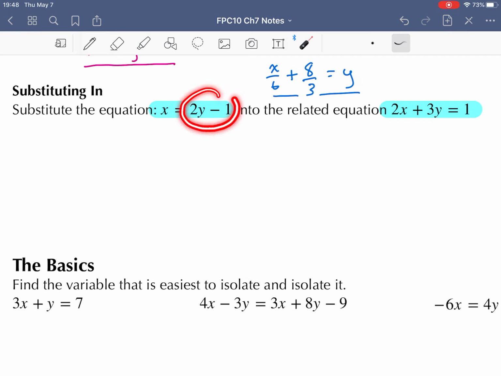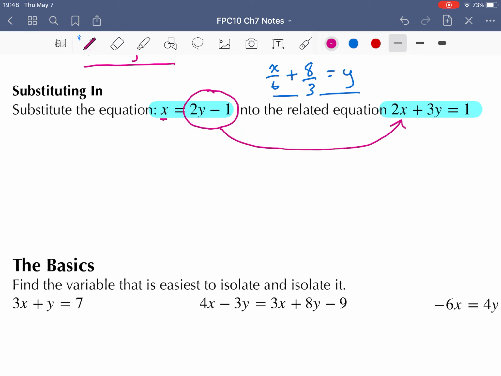So we take this 2y minus 1 and we substitute it in for x, because it is the same thing as x. So then we get 2, and instead of x, we now put in this 2y minus 1, plus 3y is equal to 1.